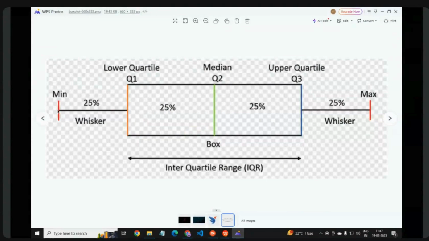From the minimum to the lower quartile, it is only 25%. From Q1 to Q2, this is the median line. We already saw how to calculate the median. This is 25% from Q1 to Q2, and from Q2 to Q3, the upper quartile, it is 25%. The remaining from the upper quartile to the max value is 25%. The range in which we got the data is known as the interquartile range.